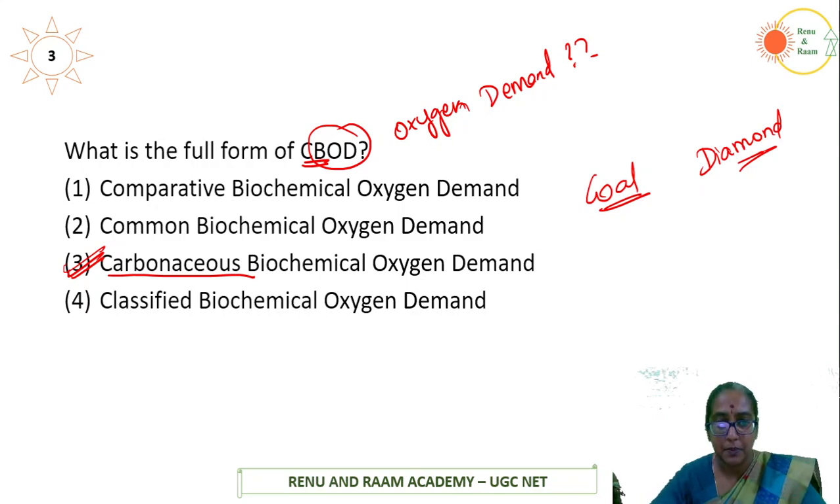Especially the leaves, twigs, or sticks consist of a higher amount of carbon. When the microorganisms feed upon those food items, be it leaves or twigs, they use more oxygen. So this oxygen demand, which is used by the microorganisms to decompose any carbon based material, is called the carbonaceous biochemical oxygen demand.